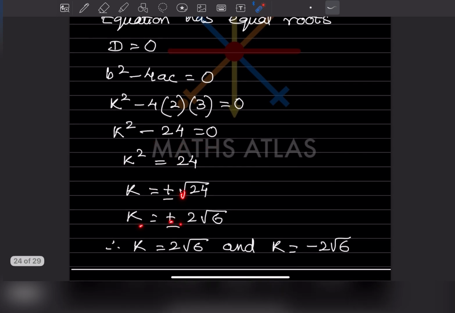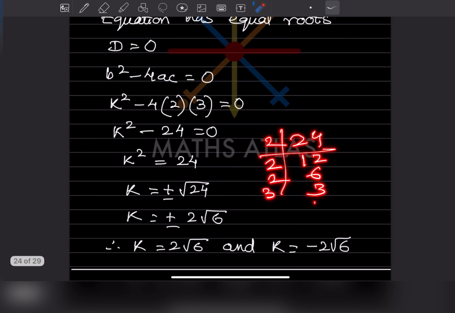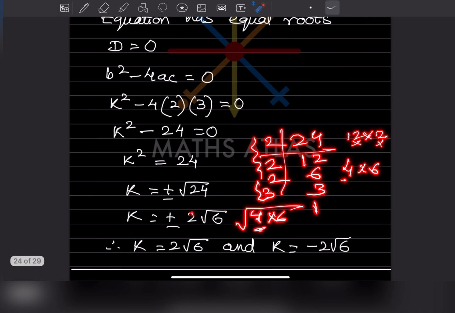So k is going to be plus or minus root of 24. Whenever we take the factors, 2 12s are, 2 6s are, 2 3s are, and 3 1s are. So we have to see from these numbers which one is a perfect square, which will be 4 and 6. So 4 into 6. We cannot take 12 into 2, because these are not perfect squares, but 4 is a perfect square. So we can write 4 into 6 in the root. So this is a perfect square and it goes outside. Root of 4 is 2, and root 6 remains here.